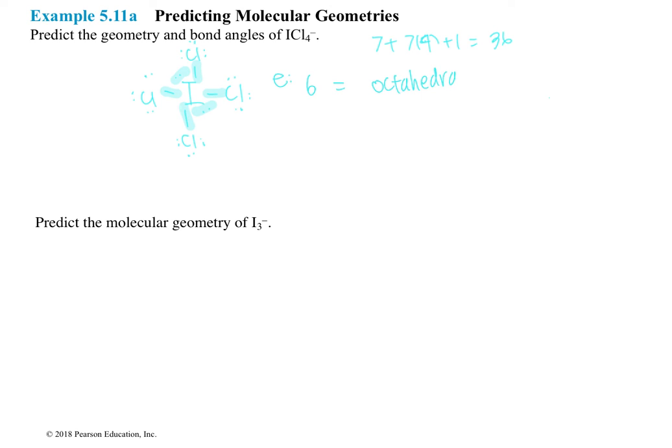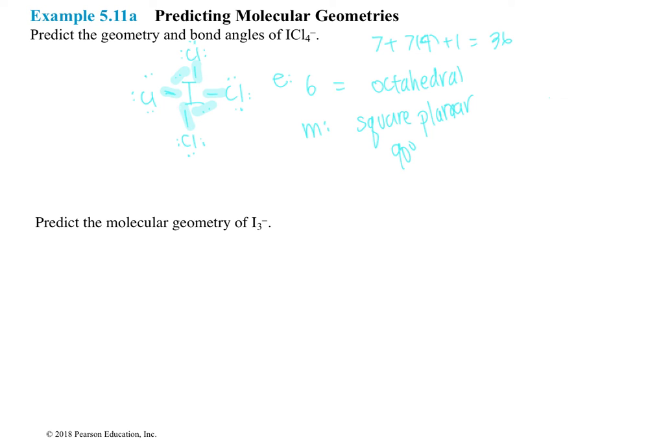Now octa means 8 and hedral means sides. And when we have an octahedral, even though we have 6 electron groups, if we were to count how many faces or sides it has, it has 8 sides, like a die. So molecular geometry, when we have 4 atoms, 2 lone pairs, that is square planar. And the angle is 90 degrees between the atoms.